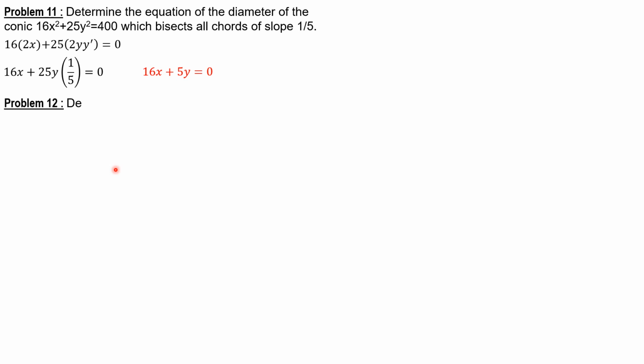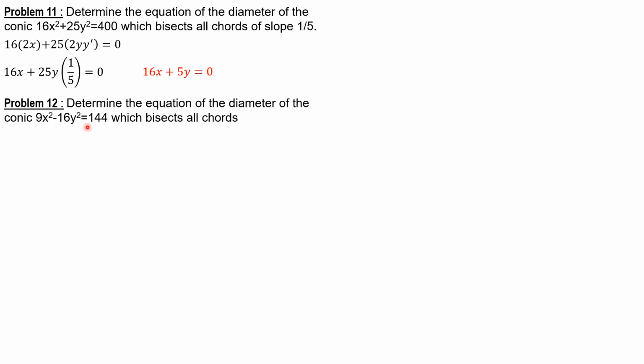Problem 12, determine the equation of the diameter of the conic 9x squared minus 16y squared equals 144. So this is a hyperbola. By the way, the previous one is an ellipse with center at the origin. This is a hyperbola with center at the origin, and the branches open to the right and to the left. But that's not important. We differentiate this equation with respect to x. So 9 times 2x minus 16 times 2y y prime equals 0.